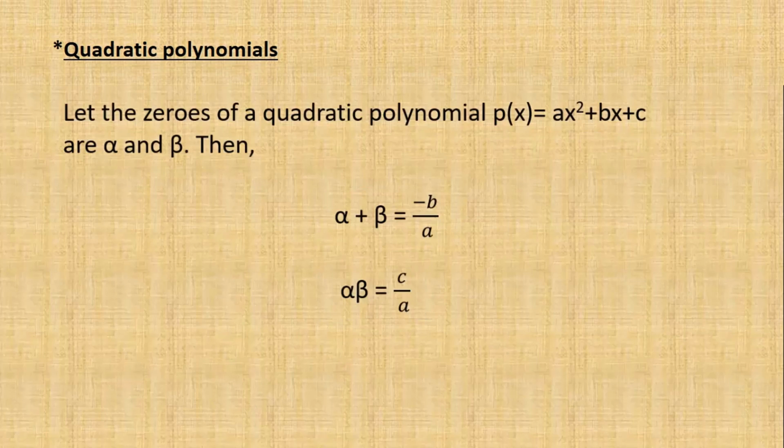We'll see some examples now. Is this relation correct? We will take some examples and check whether the sum is equal to minus b by a, and whether the product is equal to c by a. We'll also prove, using algebra, that alpha plus beta is equal to minus b by a, and alpha beta is equal to c by a. So I shall open the whiteboard.